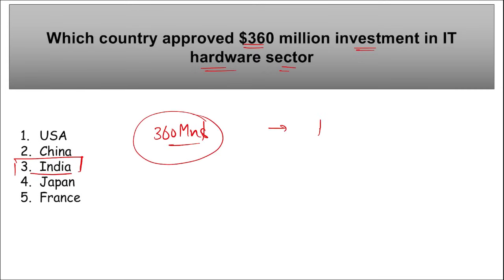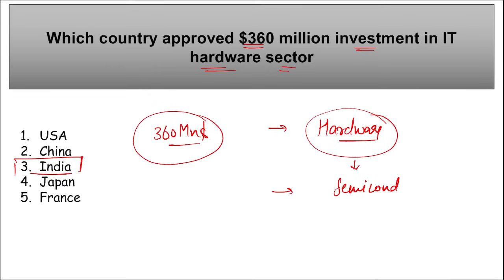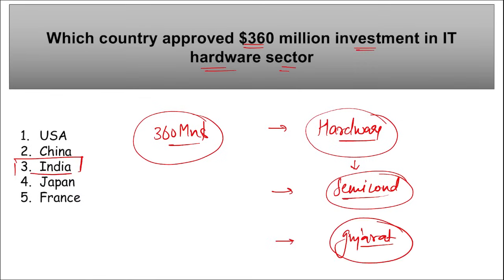That is to develop the hardware that will be required to run our softwares. This hardware, if we consider the major chunk of it, will be for semiconductors, right? We know that India is also betting heavily on semiconductor manufacturing, and India wants to become a global hub for it. They are planning to make Gujarat a manufacturing hub for semiconductor manufacturing, right? Coming back, remember, it is the Indian government that has approved $360 million investment in the IT hardware sector.